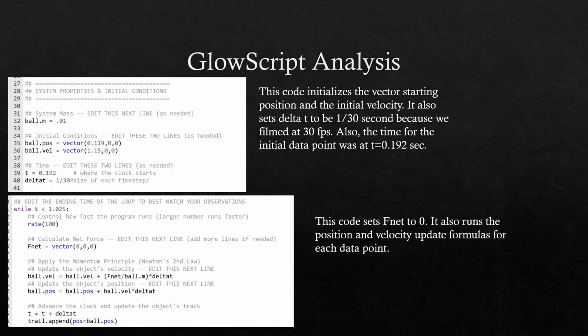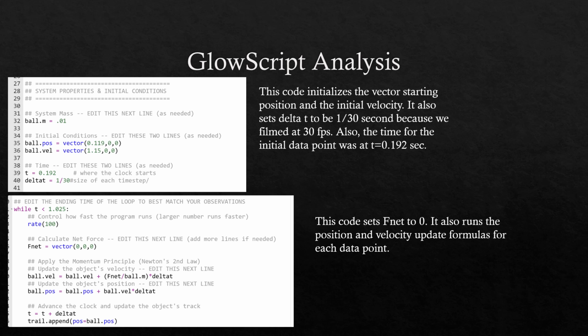For our GlowScript analysis, the top code initializes the vector starting position and initial velocity and sets delta t to be 1/30 second because of the frame rate. And we also started at time equals 0.192 because in our video I could not easily start at time equals 0.